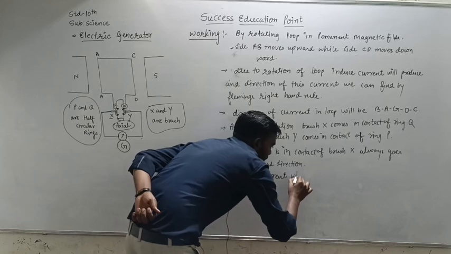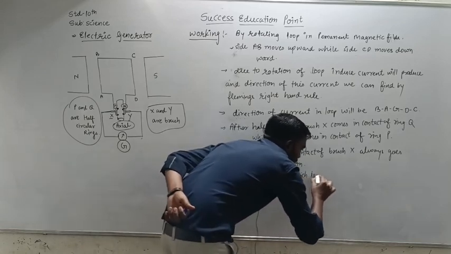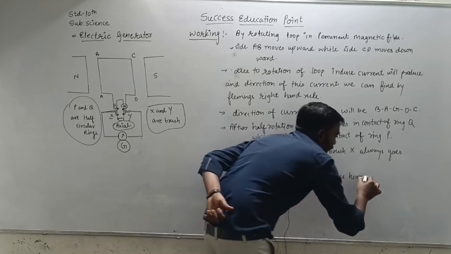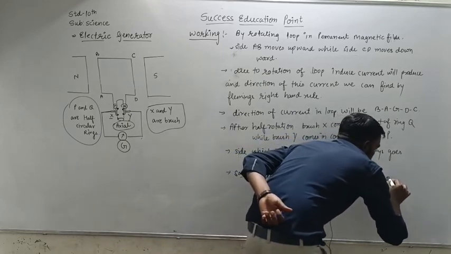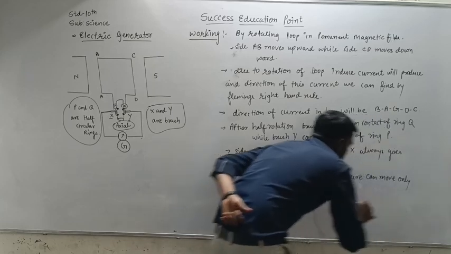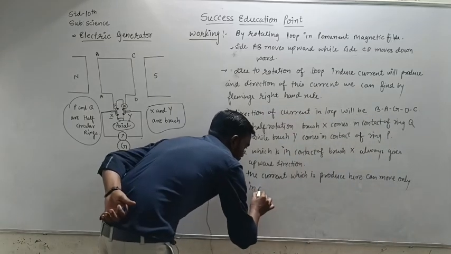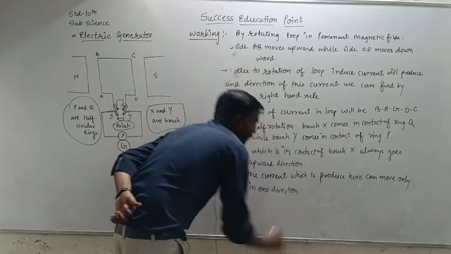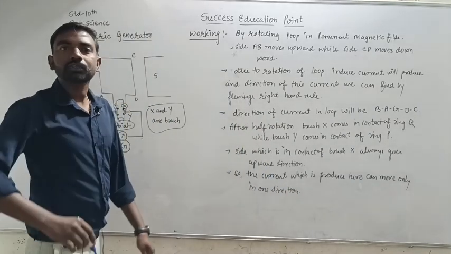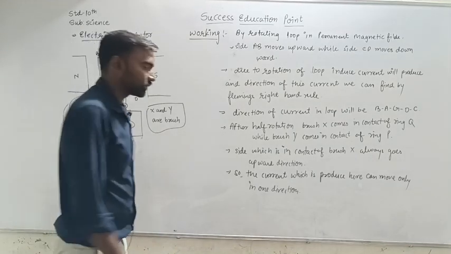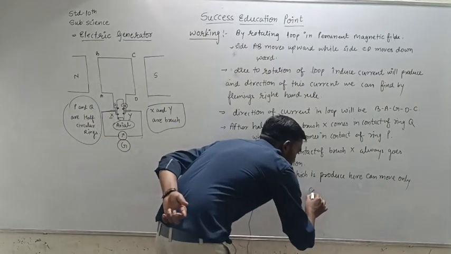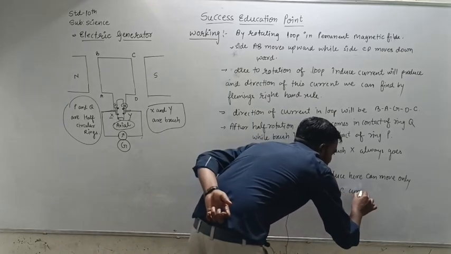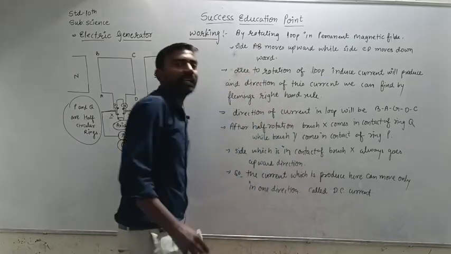So you should write here, the current which is produced here can move only in one direction. And for your information, the current which can move only in one direction is called DC current. DC current means direct current.